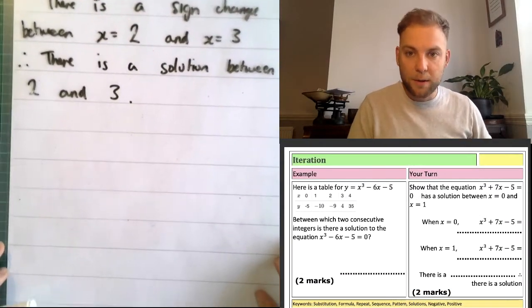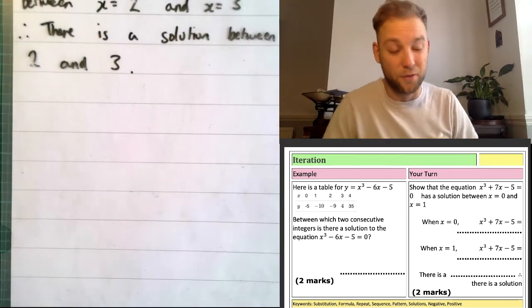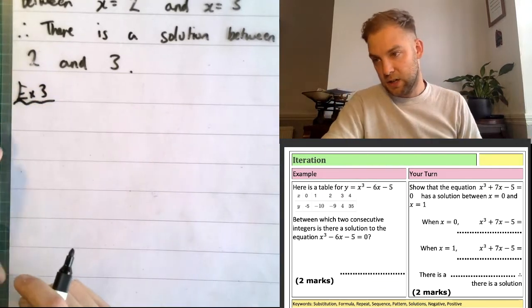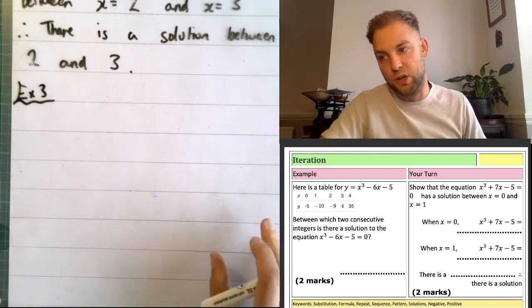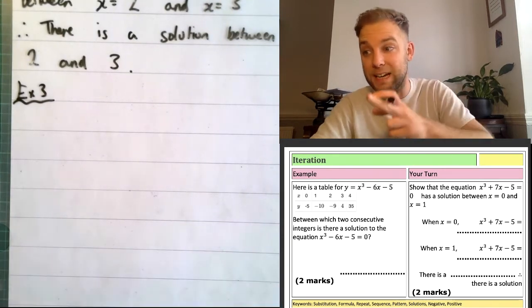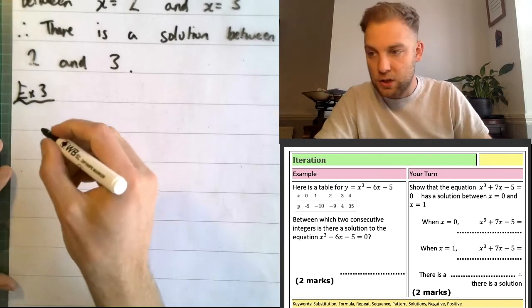Okay, so I'm going to show you how to do this one. It's very similar to that first one, to be honest. I just put it up there just to cement this idea. So show that the equation x cubed plus 7x minus 5 has a solution between 0 and 1. Remember, we're looking for that sign change.